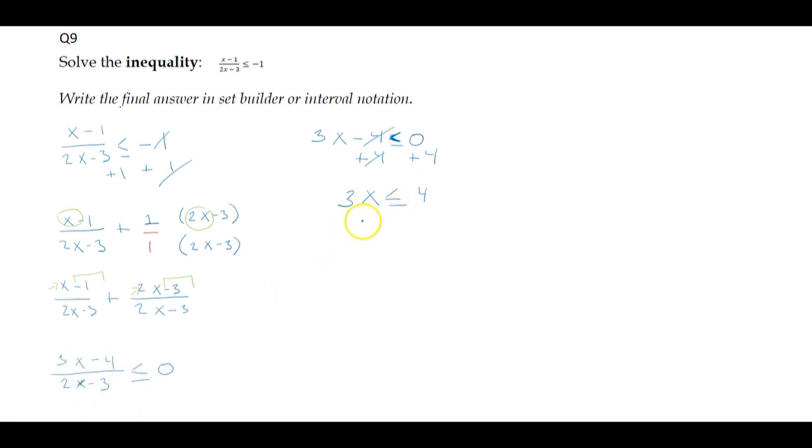Less than or equals to 4. Now I'm going to divide by 3. Divide by 3. This cancels. Now I have x is less than or equals to 4 over 3.